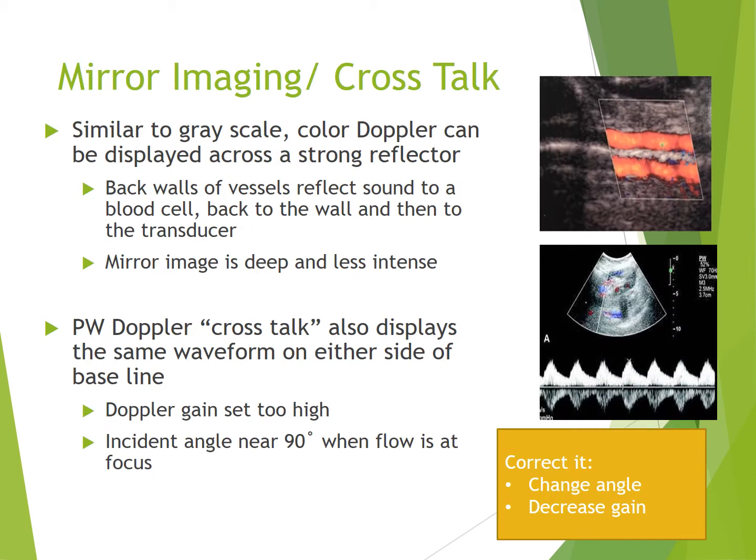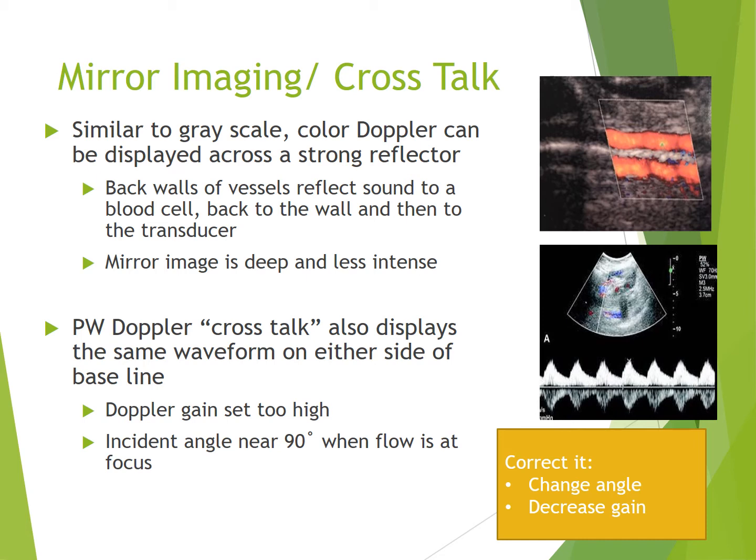So we talked about mirror artifact in the propagation artifact lecture, and it actually also pops up in our color and pulse wave lecture. So similar to grayscale, the color Doppler can be displayed across a strong reflector. We see that quite commonly with the subclavian arteries. The posterior wall of the subclavian artery acts as that strong reflector across which the image is reflected, and we get that mirror image. Typically the mirror image is going to be deeper and less intense than the true anatomy.